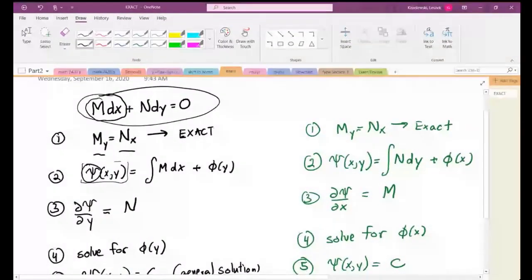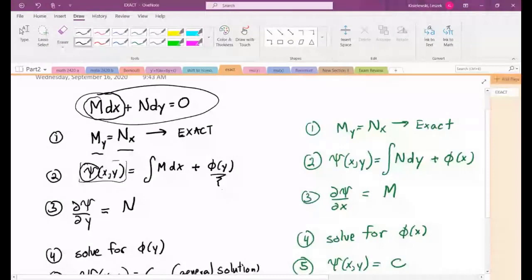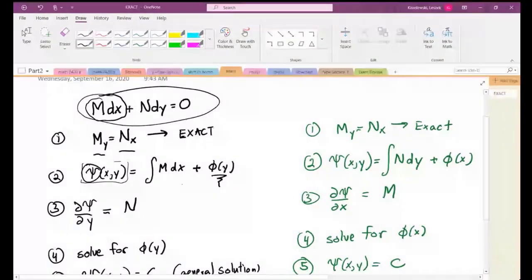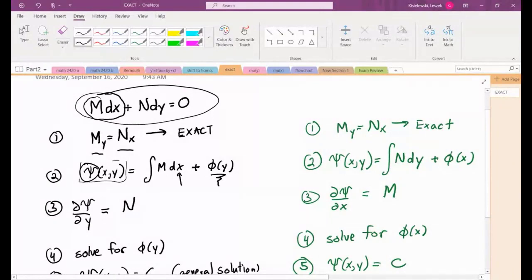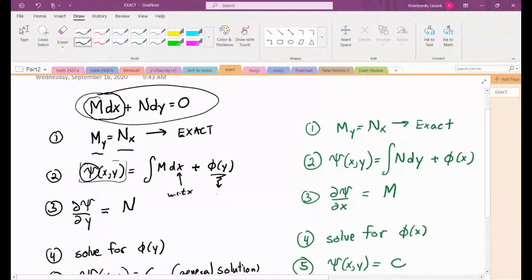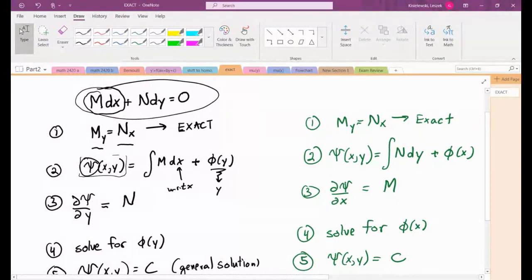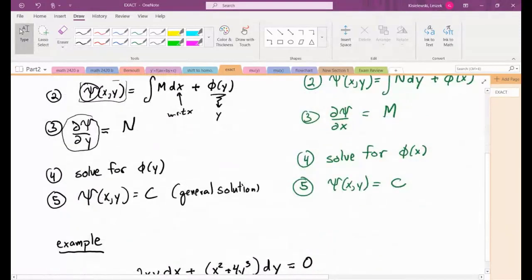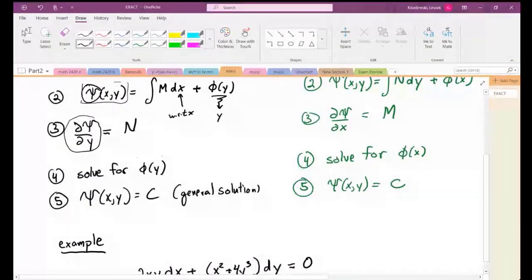But instead of a constant of integration, we get a function of integration, which is a function of the other variable, right? So here the antiderivative was with respect to x. So our function of integration is a function of y, okay, the other variable. Then we take our results and we're going to differentiate it with respect to y, right? We just finished anti-differentiating with respect to x. We take that result and differentiate with respect to y. And you set that equal to the N, which will allow you to solve for this function of integration.